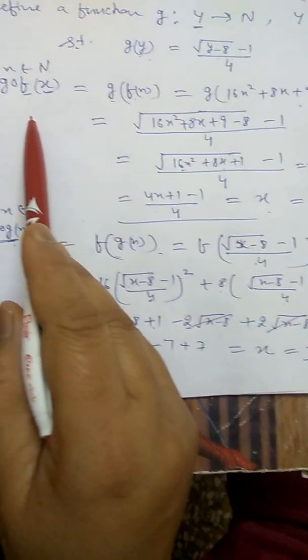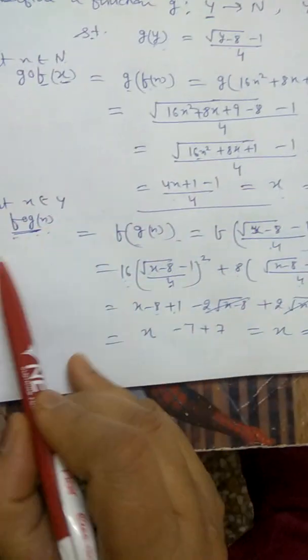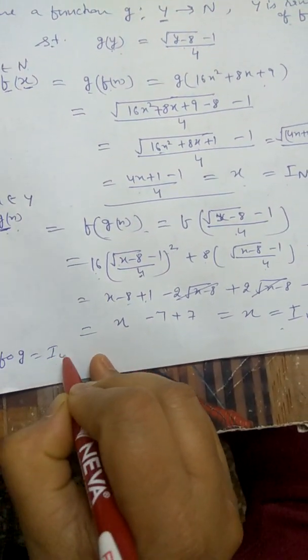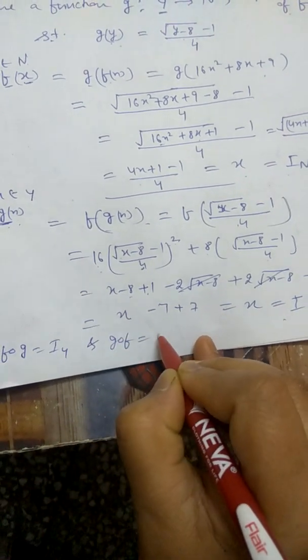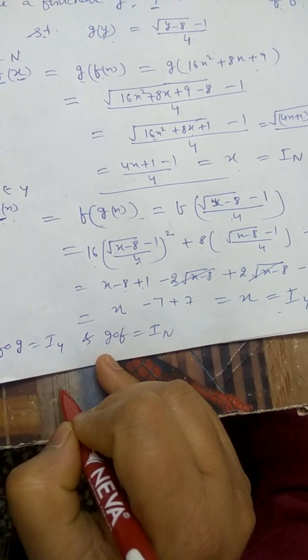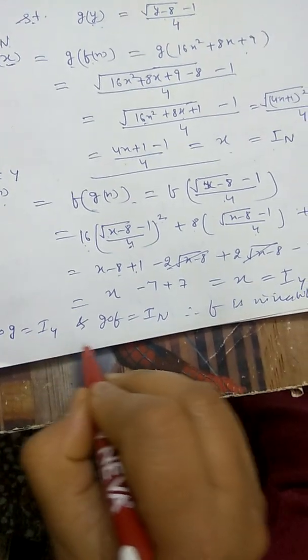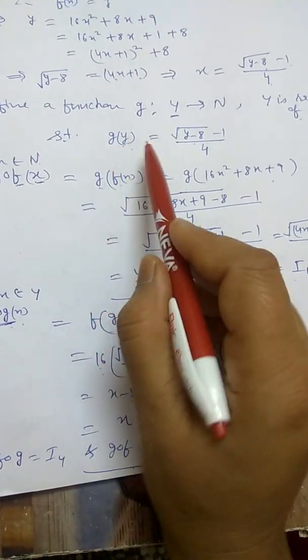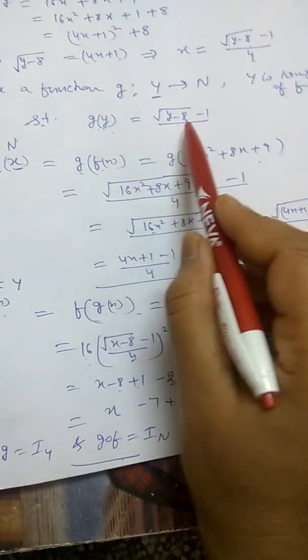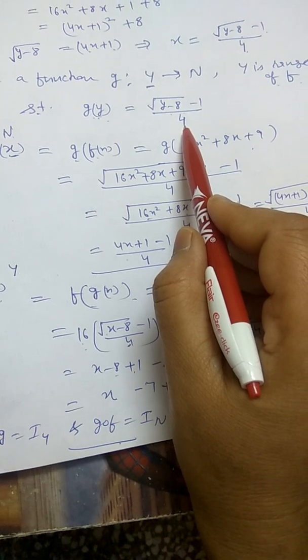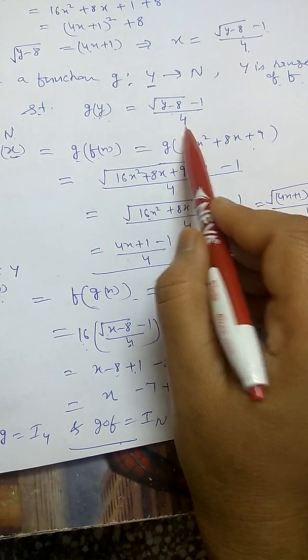It means f of g is the identity function, and g of f is the identity function. It means f of g is equal to I_Y and g of f is equal to I_N. It means f is invertible and the inverse of f is the function g. It means f inverse of y is equal to (square root of y minus 8, minus 1) by 4. Is it clear? Any doubt?